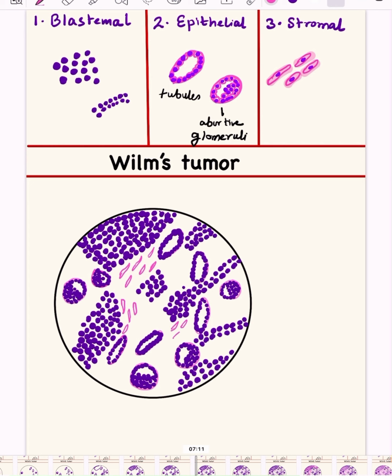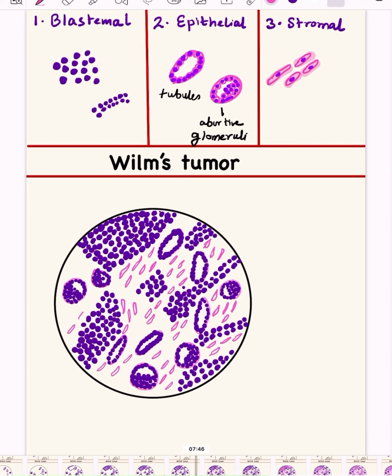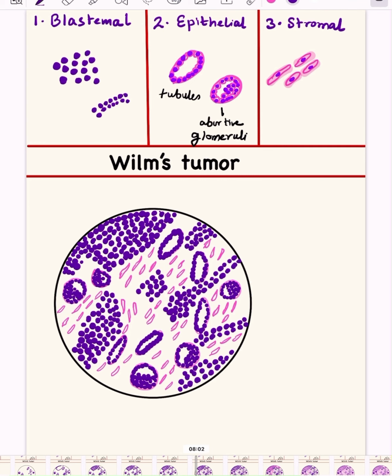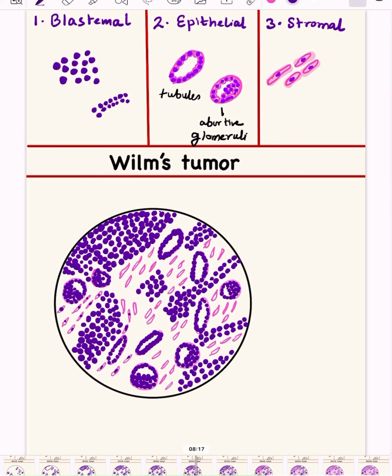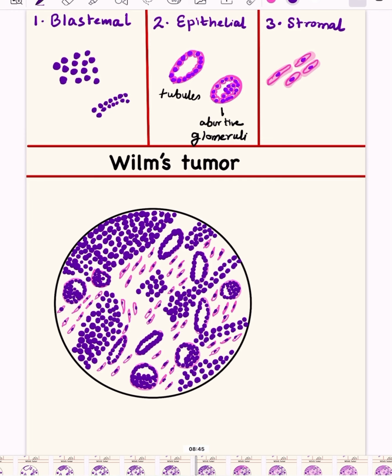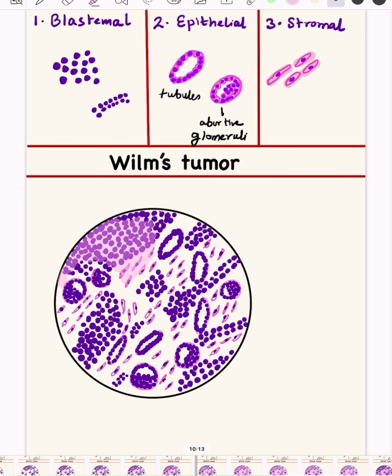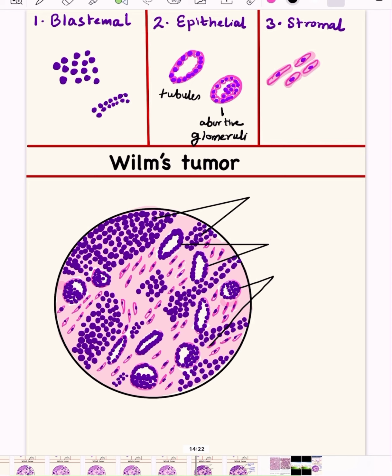Thirdly, we make the stromal component. So this is the stromal component. Here we just make the spindle shaped cells. Then in the spindle shaped cells we make the nucleus. Lastly we fill this background with pink color. You can use a pink pencil and make the background pink, which will highlight the stroma of the tumor.